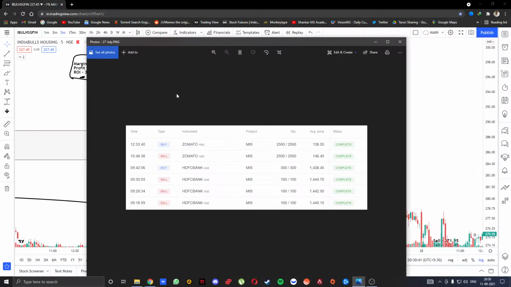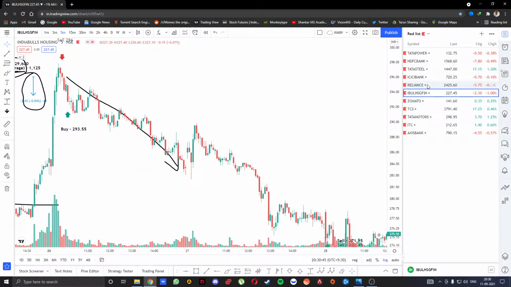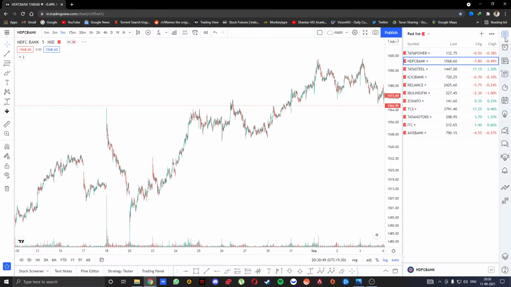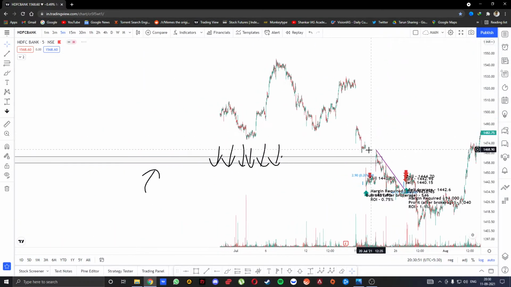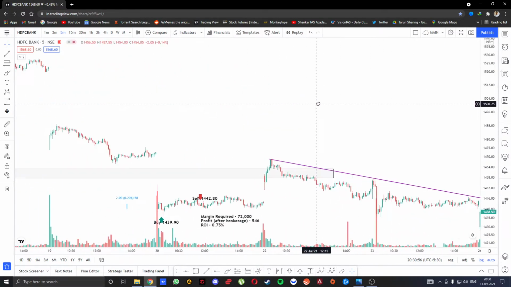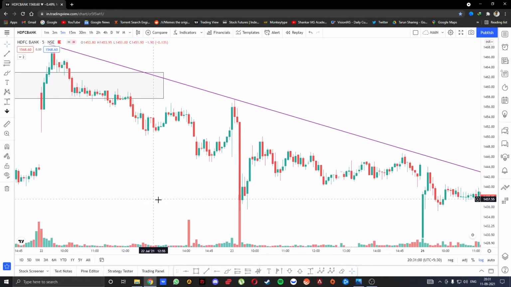Let's talk about trades on 27th of July. So first, the HDFC Bank trade. So this was the first trade which we talked about. Now this is the second trade.